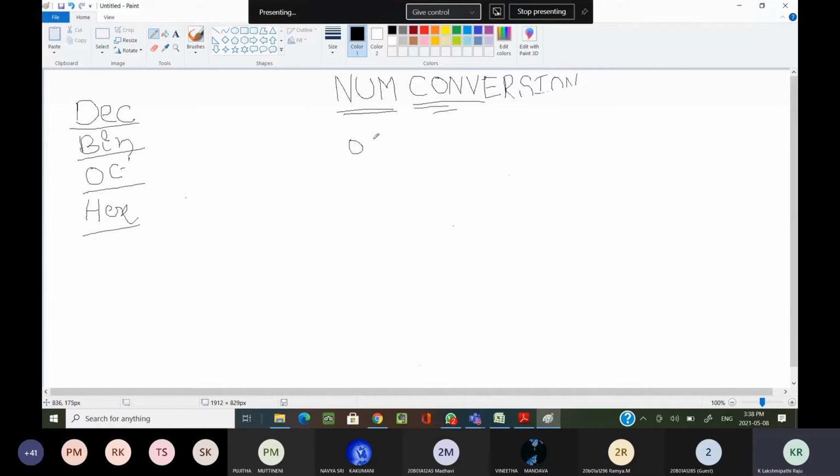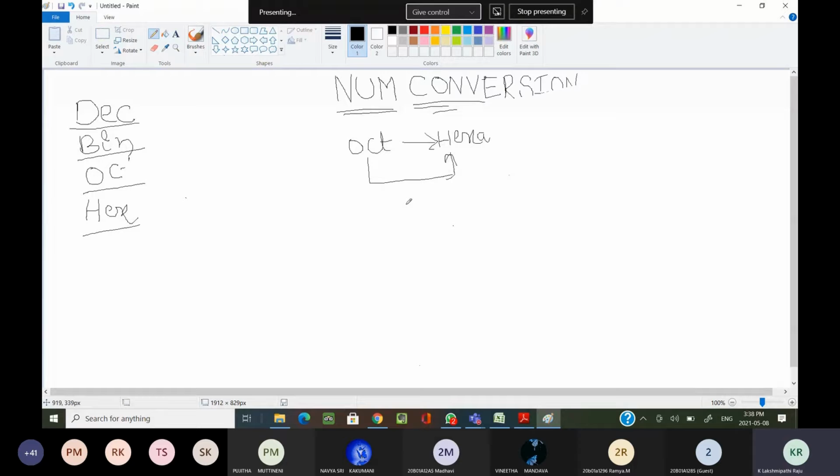Octal to hexadecimal, as well as vice versa, hexadecimal to octal. Now if you understood binary to octal, octal to binary, binary to hexadecimal, hexadecimal to binary, this is also simple. While converting octal to hexadecimal, there is no direct procedure.